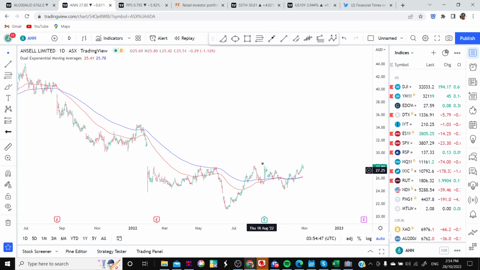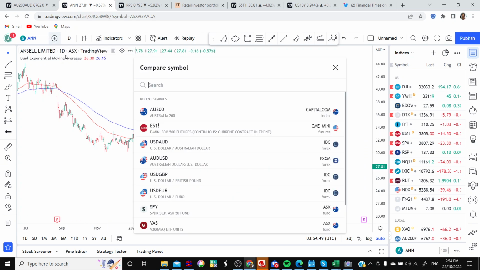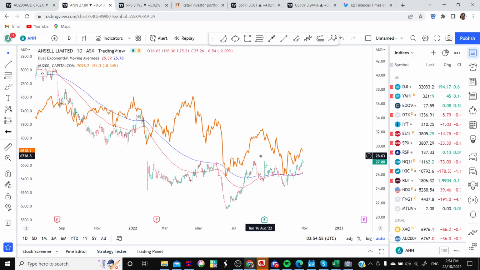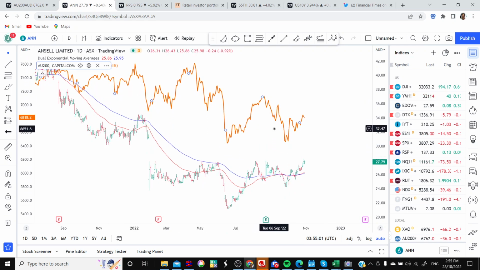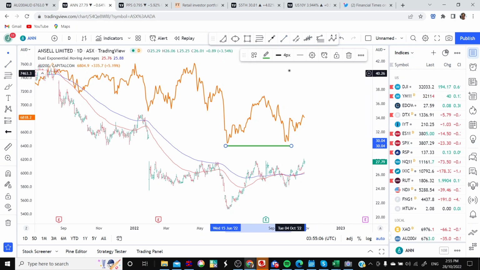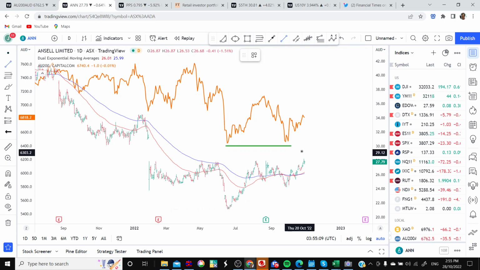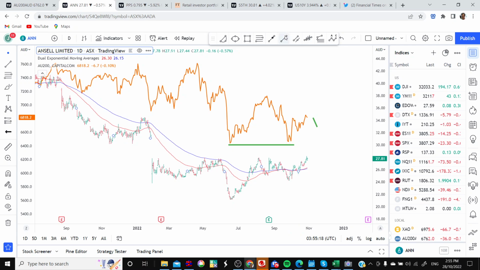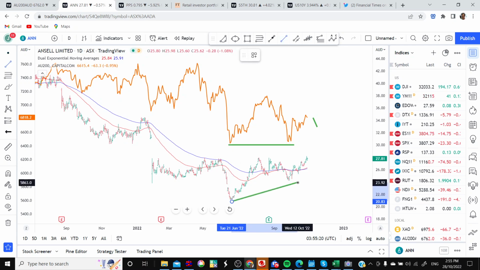It's also interesting when you overlay an ASX 200 chart with this. In the yellow, we've got the ASX 200. What I think is interesting here is that you can see some price divergence. Look at the ASX 200: it came back for that double bottom retest, and you look at what Ansell did, it didn't come down. When the ASX 200 made a new low, Ansell was relatively quite a bit stronger.